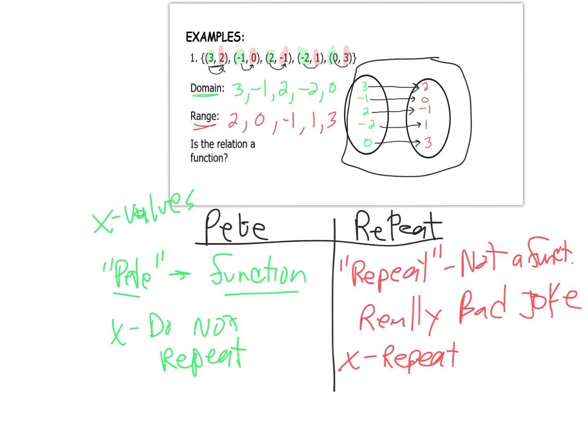Based on what we're seeing here, if I were to look solely at the x's, and again, I don't care what the y's are doing, I could care less. If I look at my x values, I have a 3, a -1, a 2, a -2, or a 0. So, is this a function or not? Do my x's peat or repeat? In this case, since none of my x values repeated, this is a peat, so it is indeed a function.